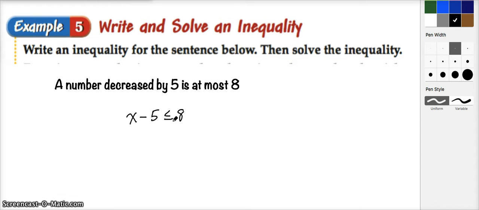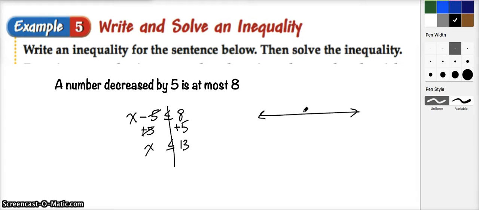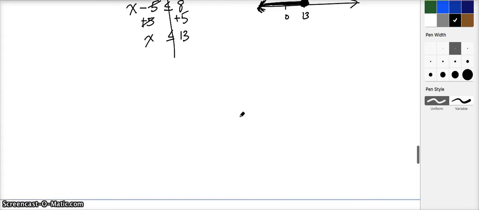Once we write this, we just solve like we've been solving before. We can do the same thing to both sides of an inequality, and that inequality is maintained. So x is less than or equal to 13. If we had to graph the solution, we'd find 13 on the number line. Here's 0. We're going to have a solid dot because this is less than or equal to, right? So a solid dot at 13, and x is less than, so we're going to shade to the left, okay?